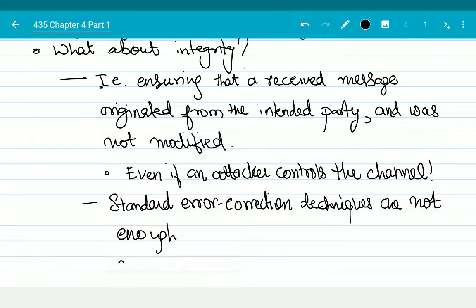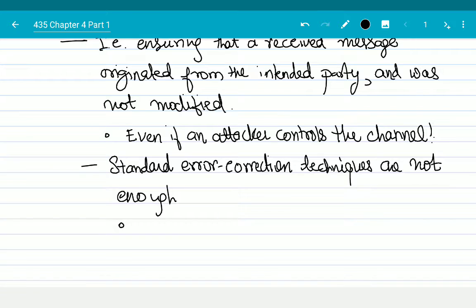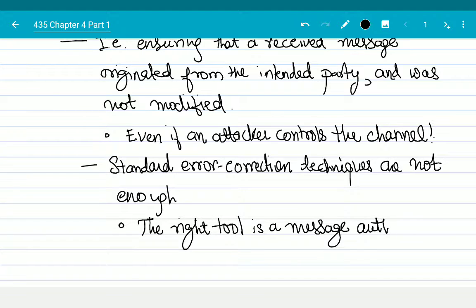And so we need the proper tools to check for message authentication. And the proper tool is generally called a message authentication code, the MAC, or MAC ID that you generally might be familiar with. The right tool is a message authentication code.